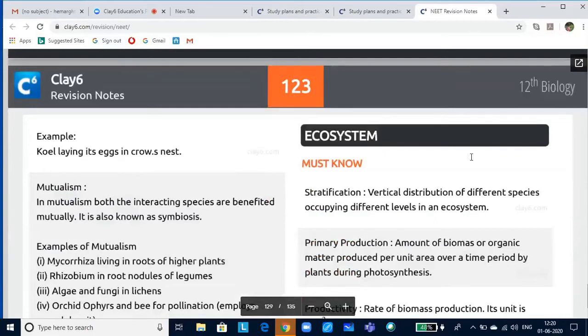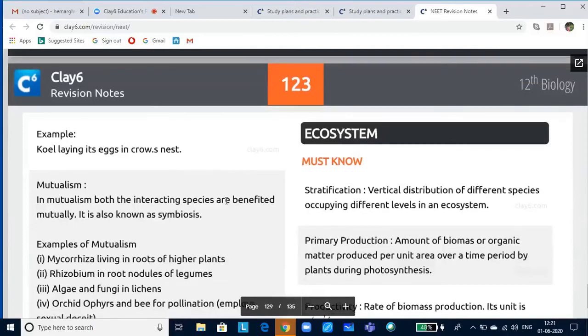What it does is lay its eggs in the nest of another bird species, and the other bird is not able to differentiate between its own egg and the other bird's egg. This is how a cuckoo lays its egg in the crow's nest. The crow will think these are all crow's eggs and will start tending them until they hatch and come out to be a cuckoo.